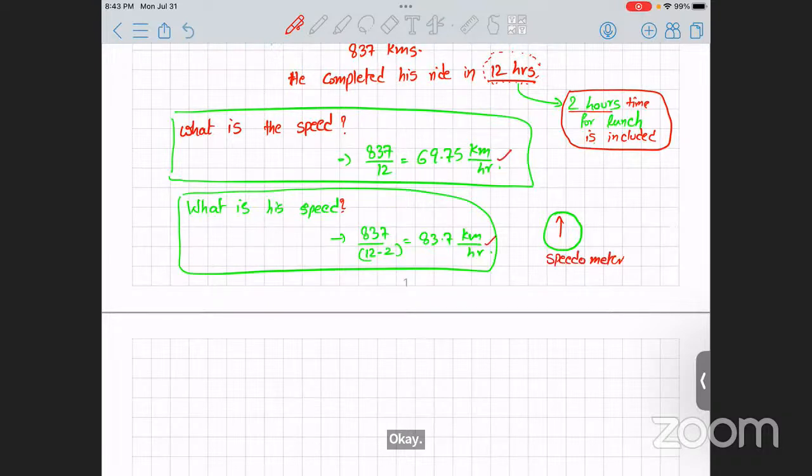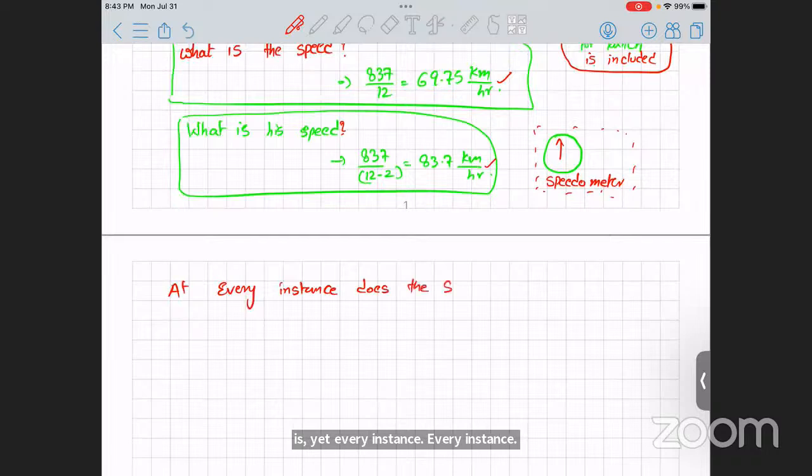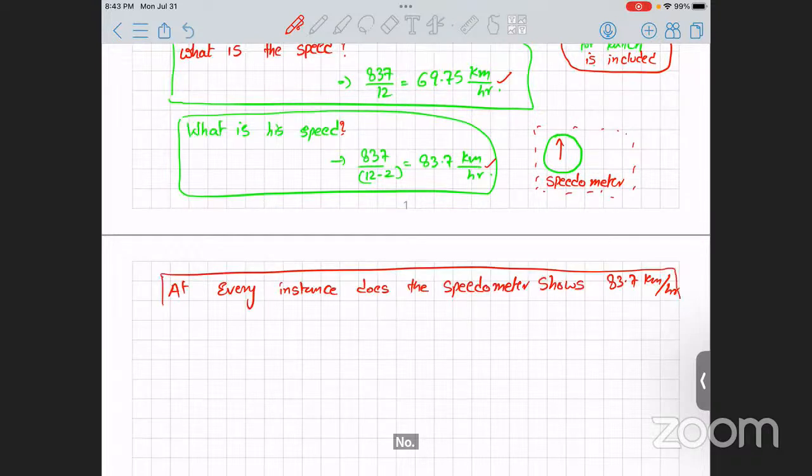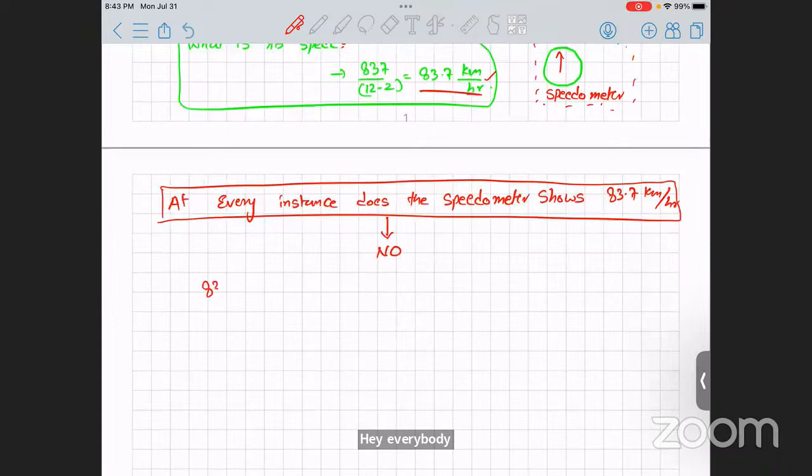Does that mean at every time? My question is, at every instance, does the speedometer show 83.7 kilometers per hour? No, sir. Then what is this 83.7 kilometers per hour? It's an average, sir. It's an average speed. So here 83.7 kilometers per hour is an average speed.